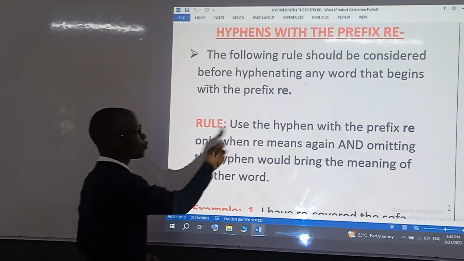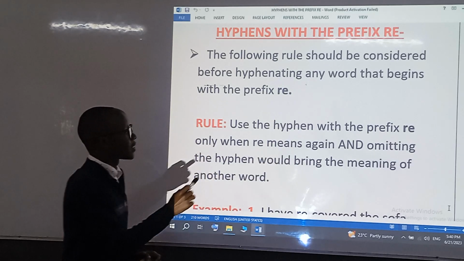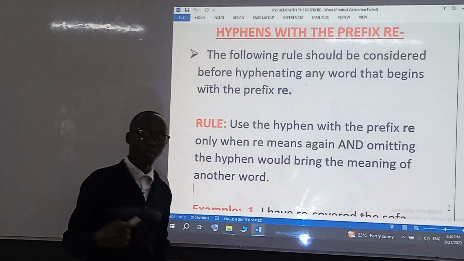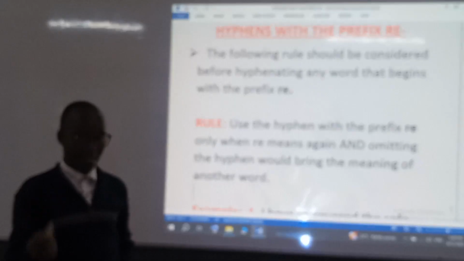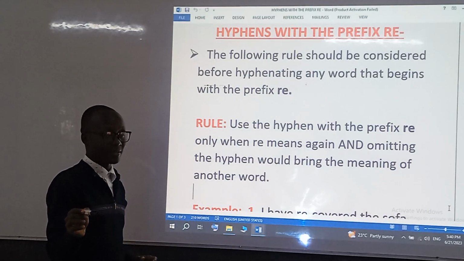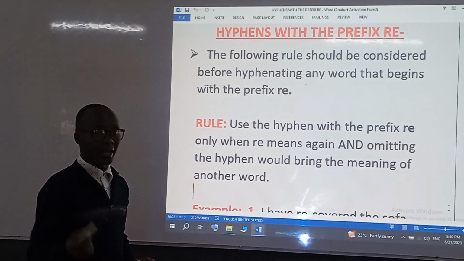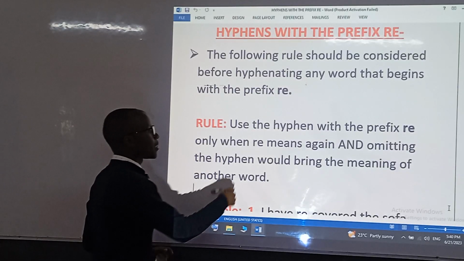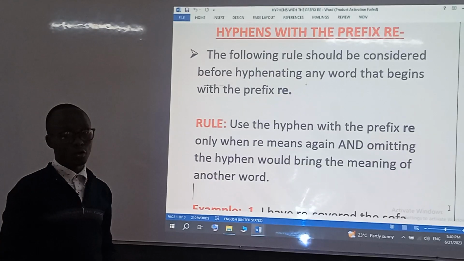The rule states that when you use the hyphen with the prefix re, make sure that the word you are hyphenating means again. After the prefix re, it should mean again in that particular sentence. And if you omit the hyphen from that word that begins with the prefix re, then it will bring the meaning of another, different word altogether, as we shall see in the following examples.